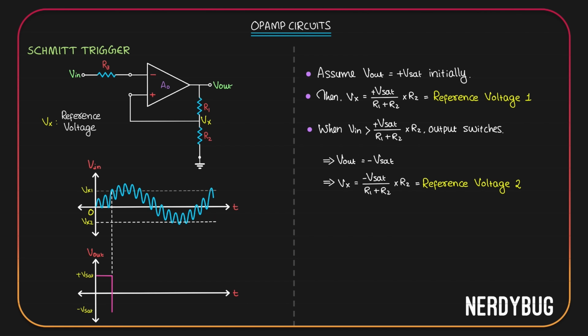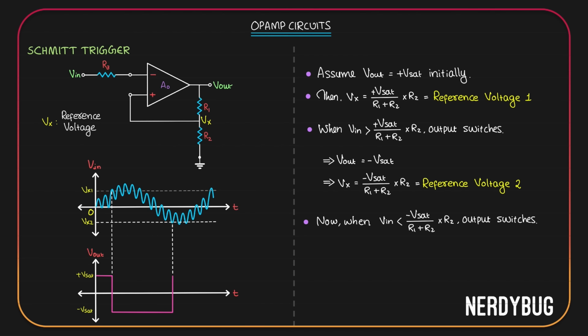You can see the input crosses Vx1 again at all these points. But output will not change. Why? Because Vx1 is no more the reference voltage. Reference voltage is Vx2 now. Output is minus Vsat right now. So the next time it switches is when input becomes lesser than the reference voltage, which is Vx2. And that happens at this point. And that is when the output switches again. Till then, output will be negative Vsat.